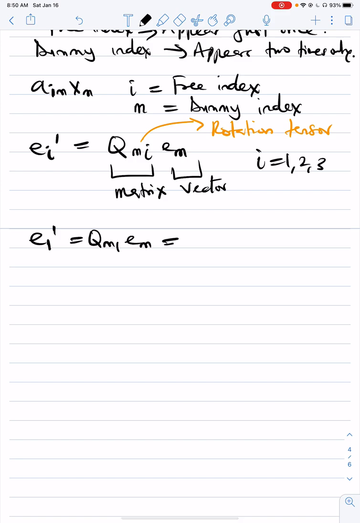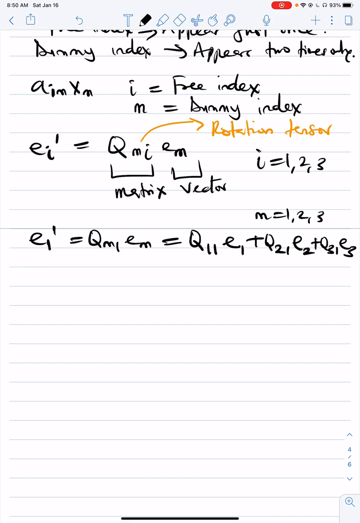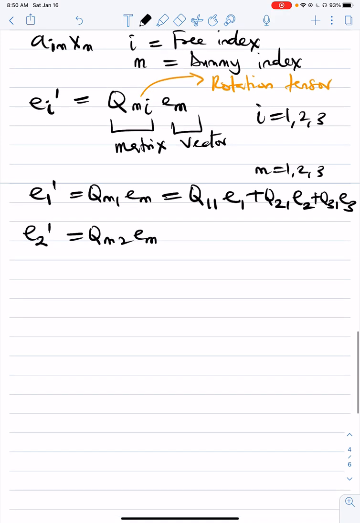Fair enough. Yeah, which will still be equal to Q. Now M should be 1, 2, 3. So it will be Q1 1 E1 plus Q2 1 E2 plus Q3 1 E3. That's the expansion. Similarly, if you do this for M2, you get something very similar. Let me just expand that out.